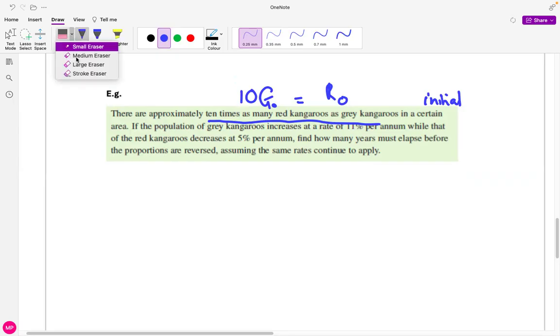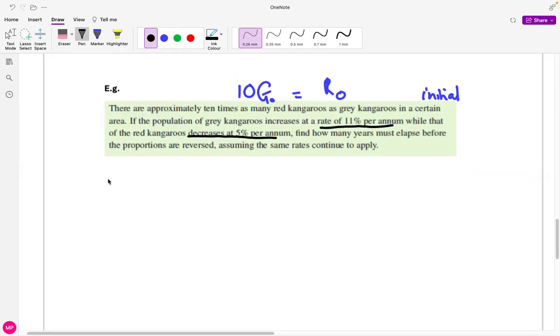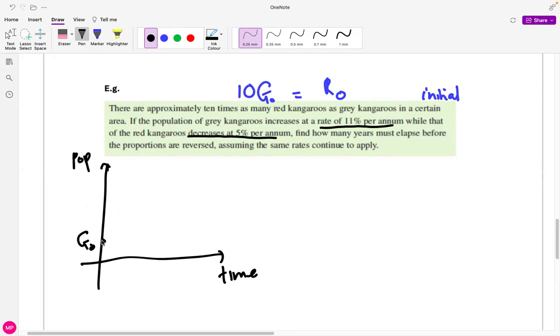Now they're telling you that the population of gray increases at 11% and red decreases at 5%. So let's think about the model here first. If you think about t is the time, and this is the population, let's call that the y value. Now gray, let's call that G0 here, is initial. So I do have population here. Now, gray kangaroo increasing, so you have an increasing graph, all right?